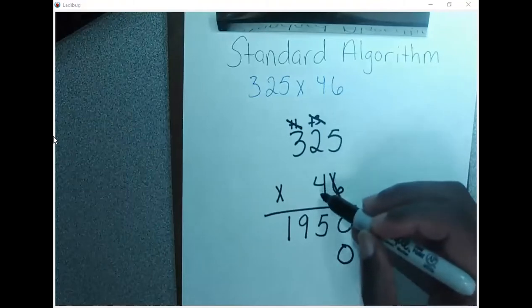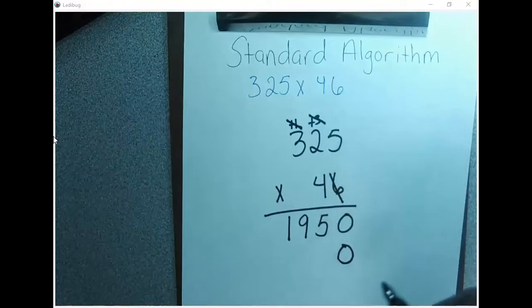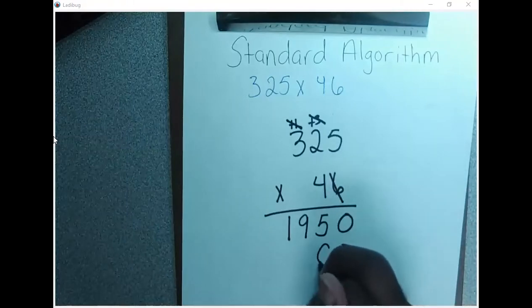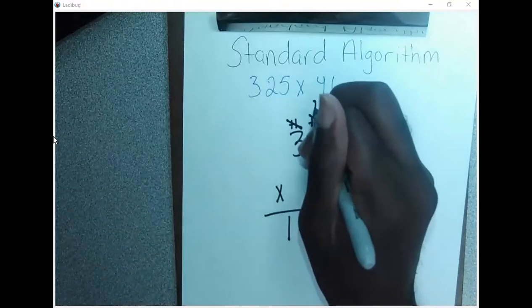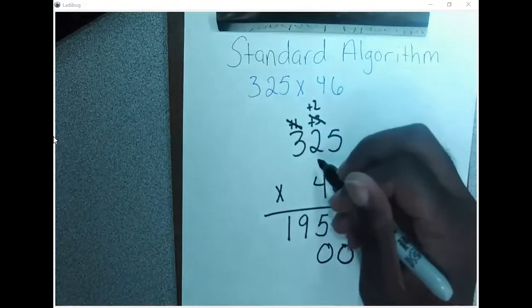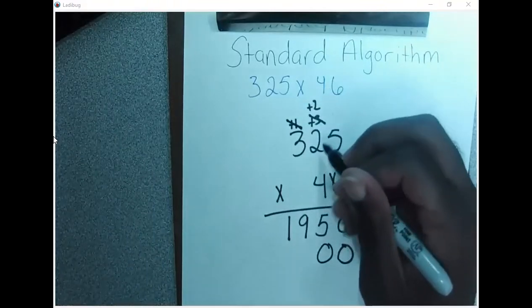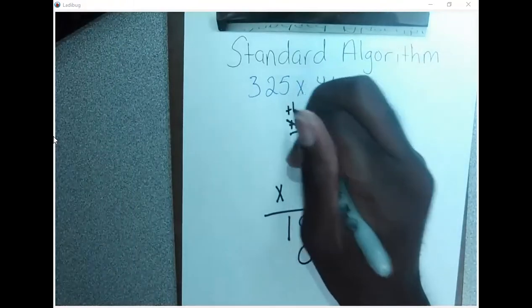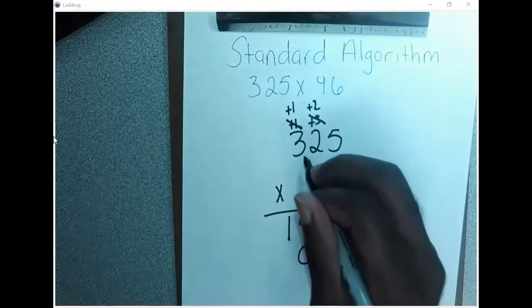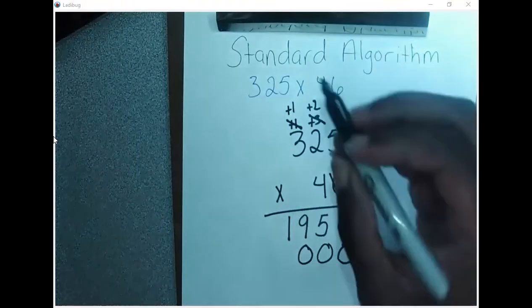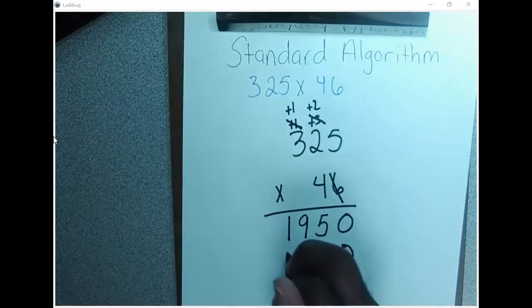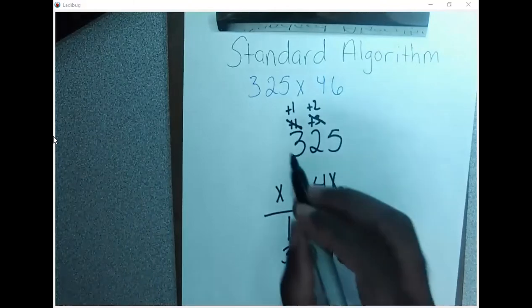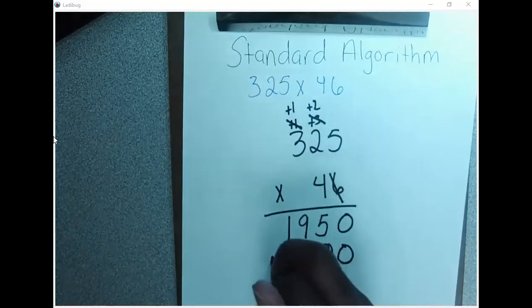Now I can begin to multiply 4 times 5, which is 20. So a 0 goes here. A 2 carries over. 4 times 2 is 8. Plus 2 is 10. Another 0 goes here. And I carry my 1. And then 4 times 3 is 12. And 12 plus 1 is 13. So once again, I don't have no place to carry my 1, so I bring it down here with my other numbers.